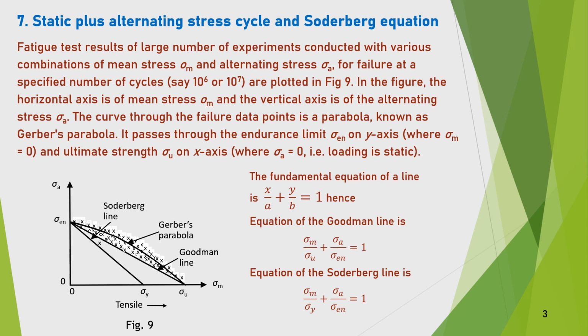It passes through the endurance limit sigma En on the y-axis, where the mean stress is 0, and the ultimate strength sigma u on the x-axis, where sigma a is equal to 0, that is, loading is static. Then you can see there are two more lines. One is designated as Goodman line, another is Soderberg line, are shown on the figure.